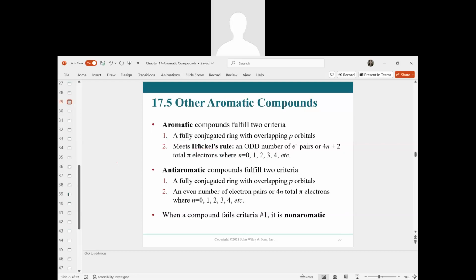We can also classify compounds as non-aromatic. Again, aromatic fulfills these two criteria, fully conjugated and Huckel's rule. Anti-aromatic follows the first criterion and then has an even number of pi electrons. But if a compound fails criterion 1, we consider that non-aromatic. So make sure you know the distinction between these three terms: aromatic, anti-aromatic, and non-aromatic.